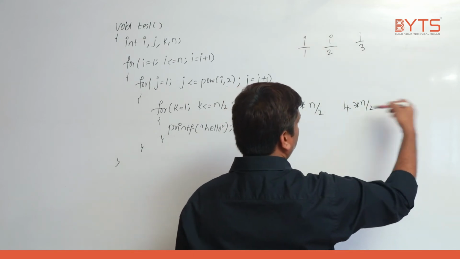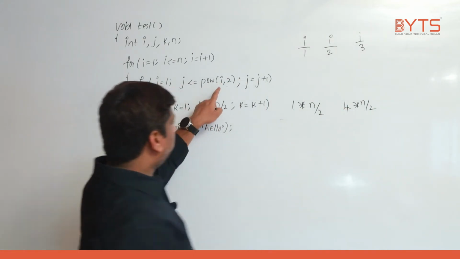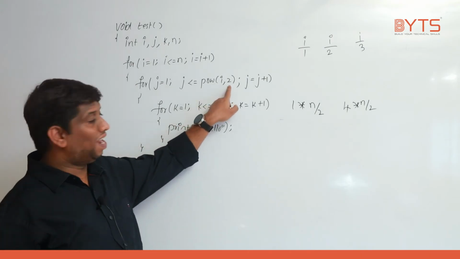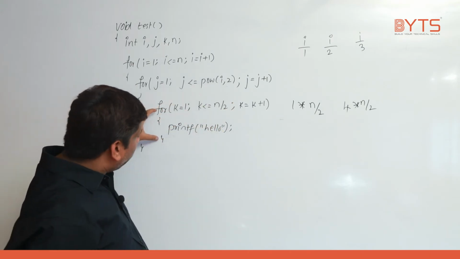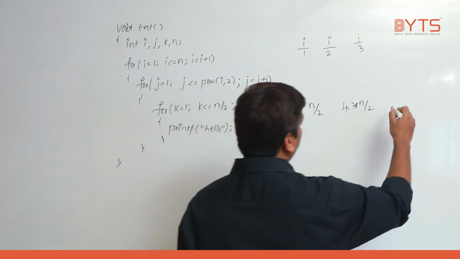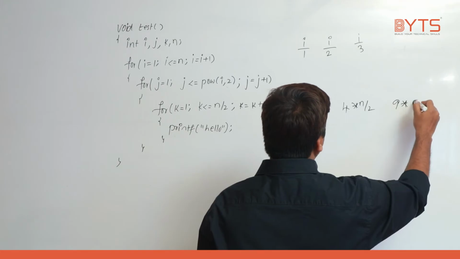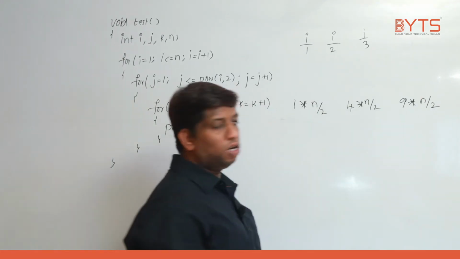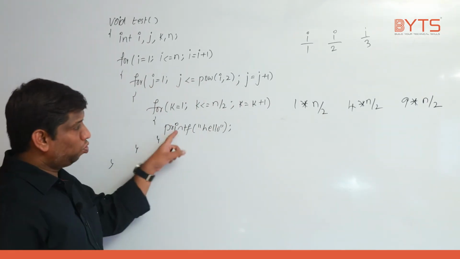When I value is 3, it is repeated how many times? Can you please tell? Come here, 3 square is 9. So this loop is repeated n by 2 times for every j value. For every j value, this loop is repeated 9 into n by 2 times, right? I am telling about this loop.